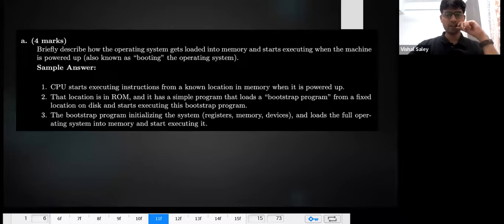Yeah. So this is basically the summary of what we just discussed. Any doubt in this?